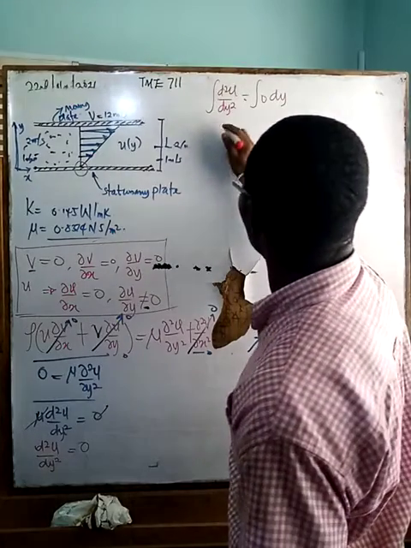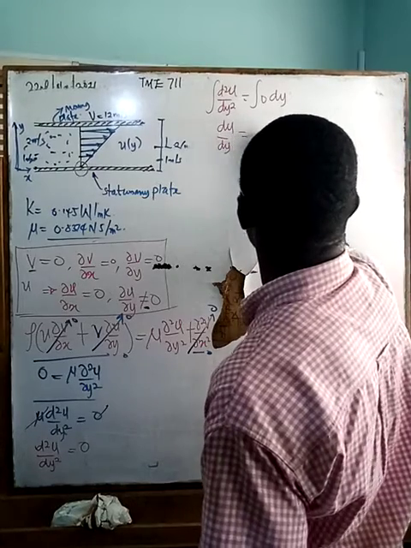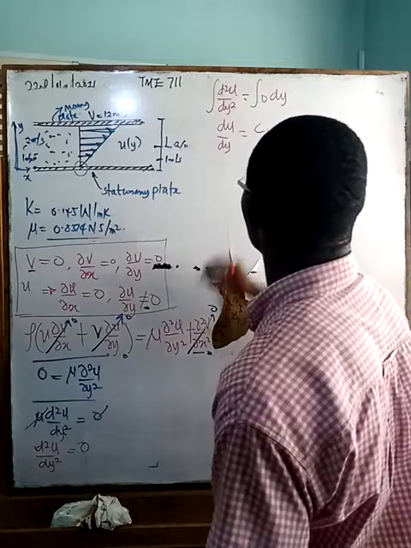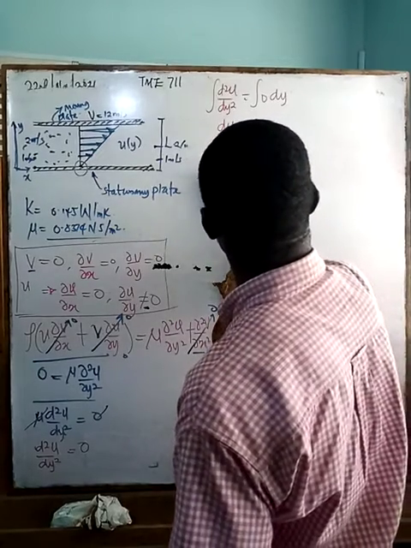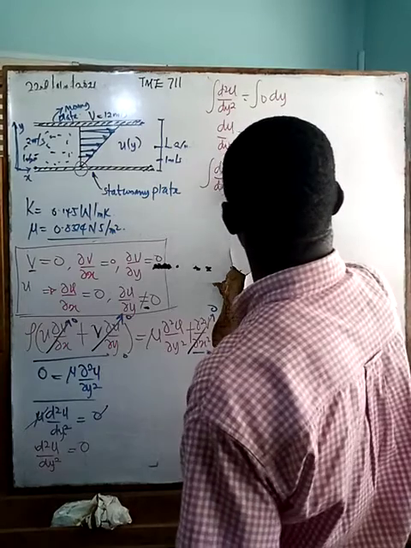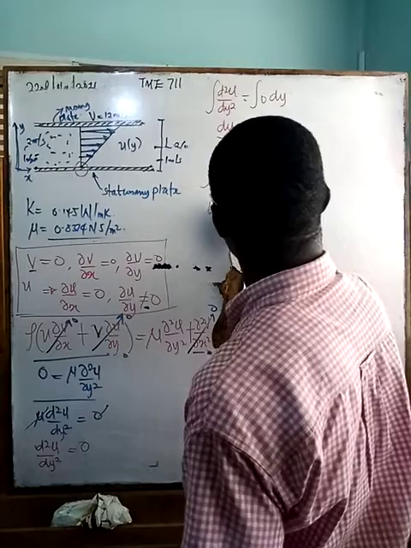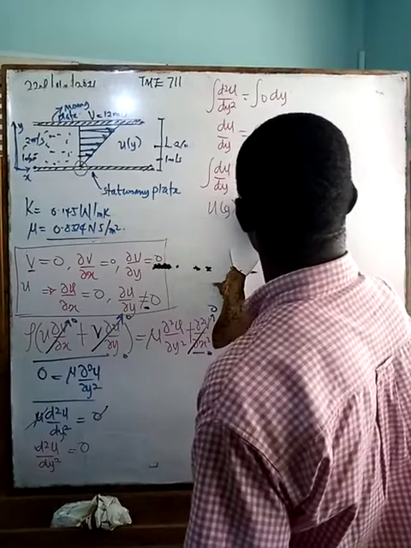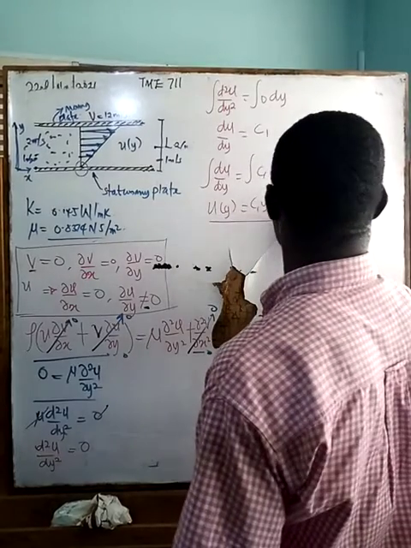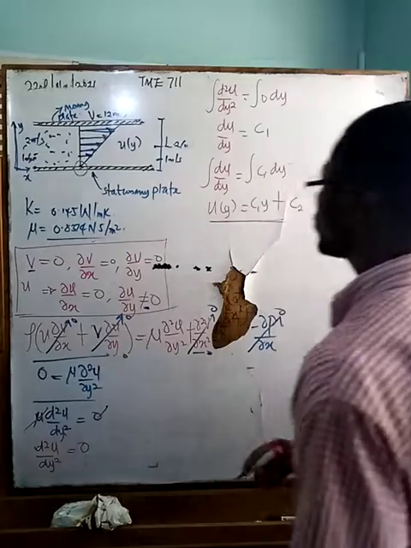If you integrate this function, you have du/dy is equal to what? C1. You integrate again, integral du/dy, integral C1 dy. This will give us u of y is equal to C1y plus C2, rather. Thank you. So that is the first aspect of the equation.